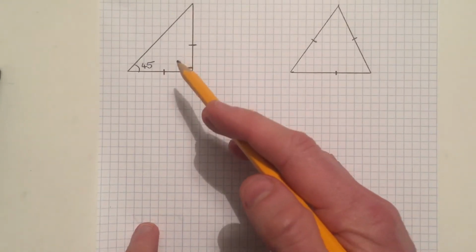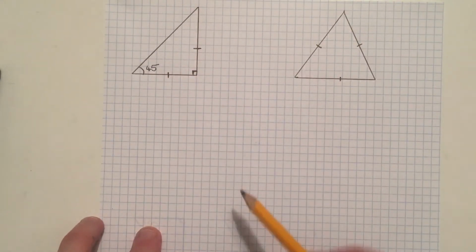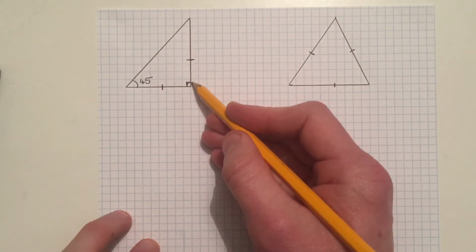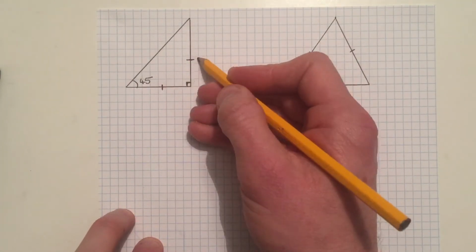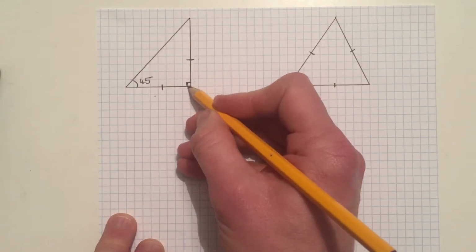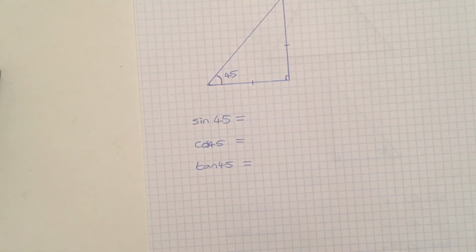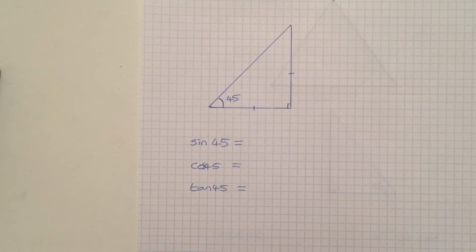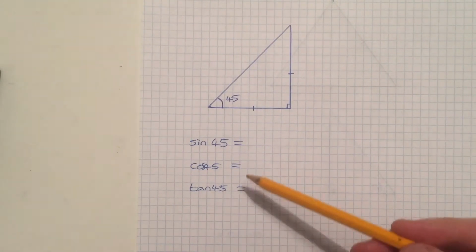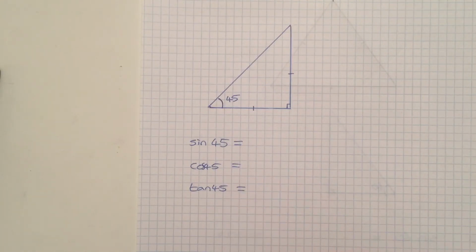So let's start off with the isosceles right angle triangle. It's a right angle triangle here, and it's isosceles because these two sides are the same. If it's isosceles and that's 90, that means that these two angles are both going to be 45. So here is my isosceles right angle triangle, and I'm going to show you how that allows us to know what sine 45, cos 45 and tan 45 are.